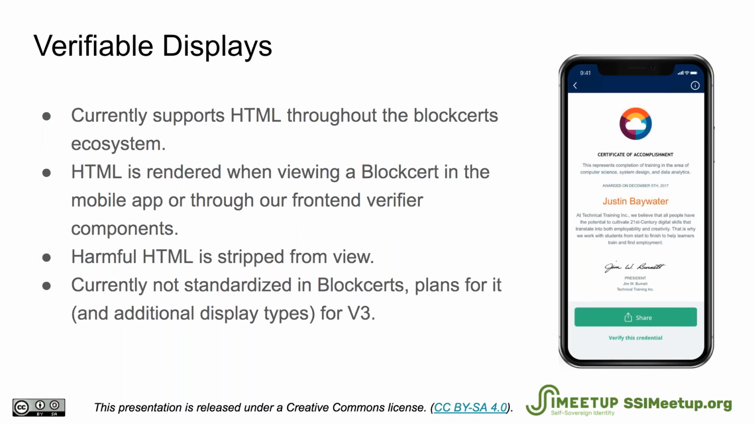So earlier I showed some UI, some really cool looking certificates. One of the cool things that Blockcerts currently supports is the ability to add HTML into the certificate. This HTML is included as part of the hashing process to verify the immutability, like with the rest of the certificate. So if someone, again, were to try to change, in this example, the name Justin Baywater, it wouldn't verify, and the display, when it tries to verify, will say it's been tampered with.